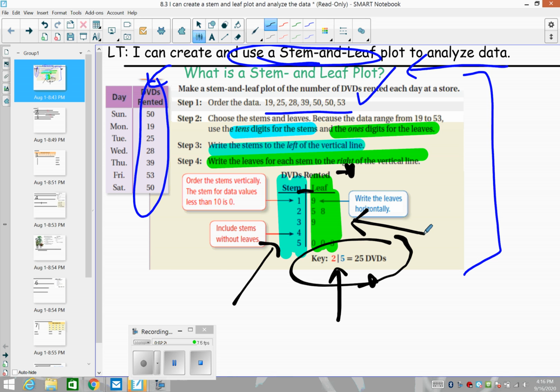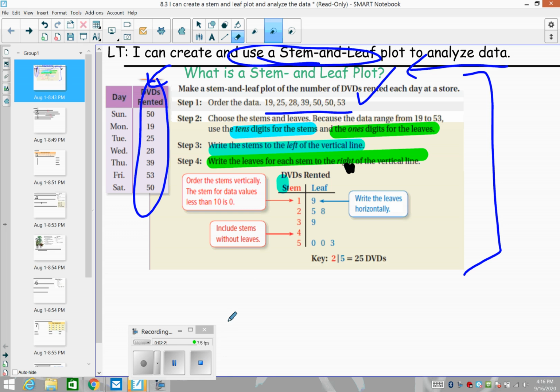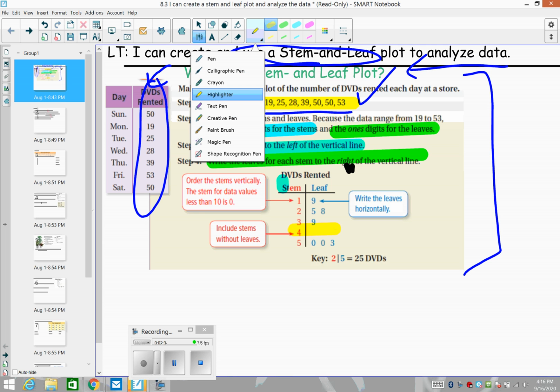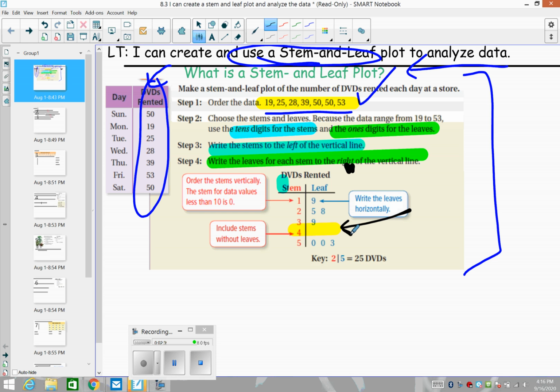So some things to point out in this particular stem and leaf plot. Number one, you'll notice that we do not have a data point in the 40 range. So if we look up here, no data point in the 40 range. So we just simply leave that blank. Some kids like to write a 0 there when they're first learning how to do that, but don't do that. Do not put a 0 here because that really means the data point of 40 DVDs, and that's not true. So I'm going to hit undo. That should just be blank. If you don't have any data in the 40s, it should just be blank.